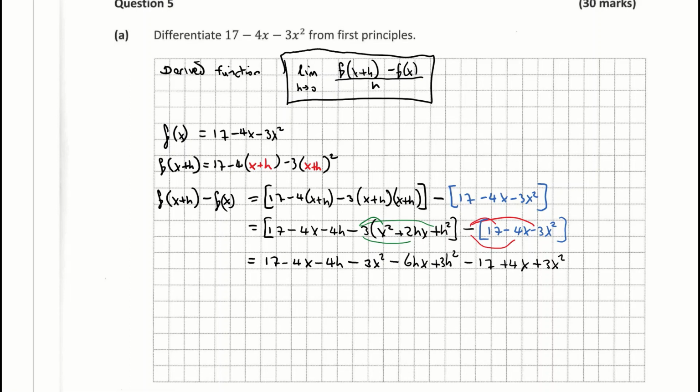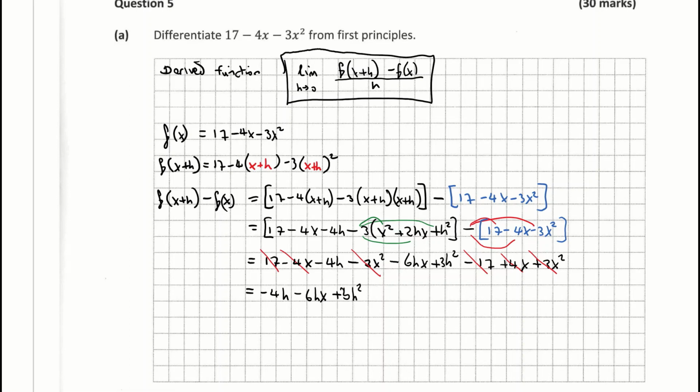Now you should start seeing things that can cancel out. So this positive 17 can cancel with the negative 17. The minus 4x can cancel with the plus 4x. The minus 3x squared can cancel with the plus 3x squared. So that's basically giving me minus 4h minus 6hx plus 3h squared.